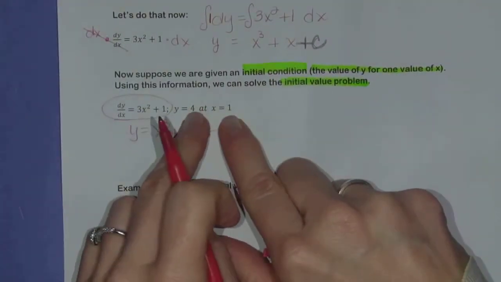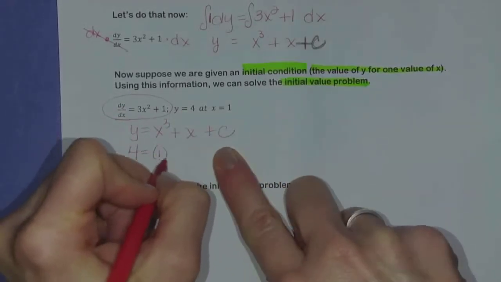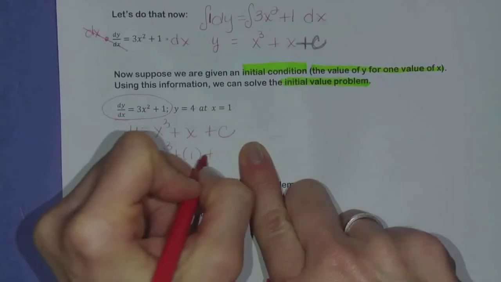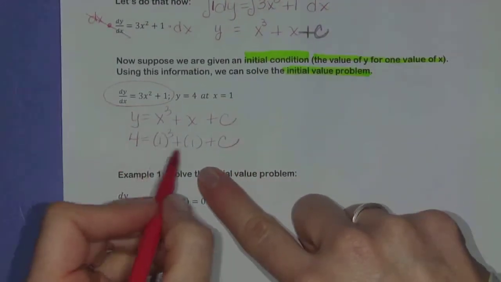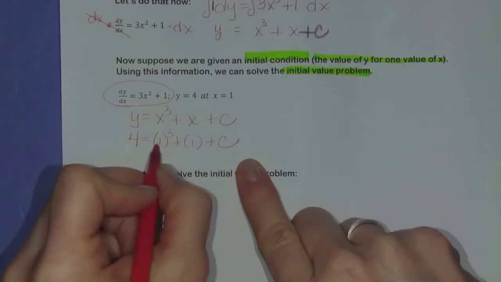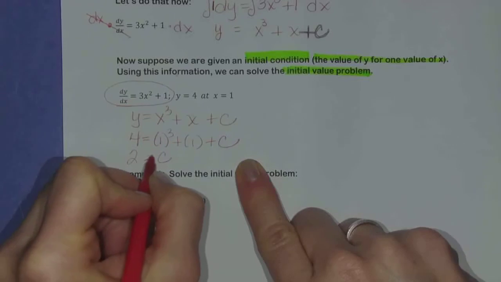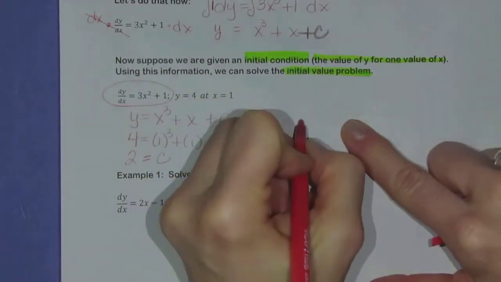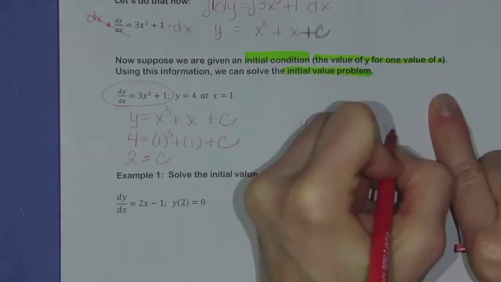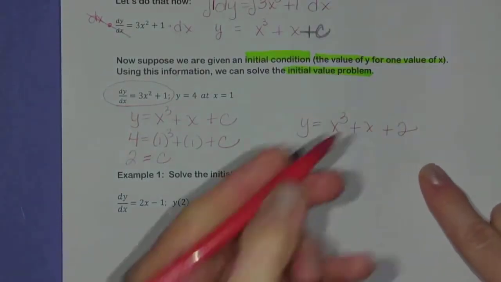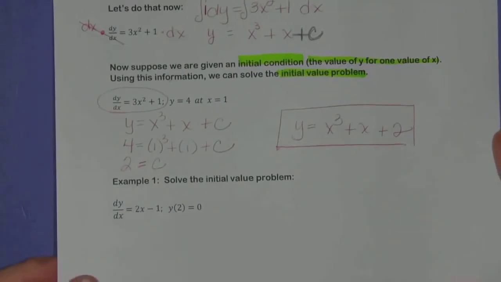Now I'll plug in the initial value. So y is 4 when the x's are 1. And what that's going to allow me to do is solve for the particular c. So let's see, this is going to give me 2. If I subtract 2 from 4, I get 2. So my c is 2. So my final answer is y equals x cubed plus x plus 2. So I'll box that in as my final answer. And that's it. It's that simple.